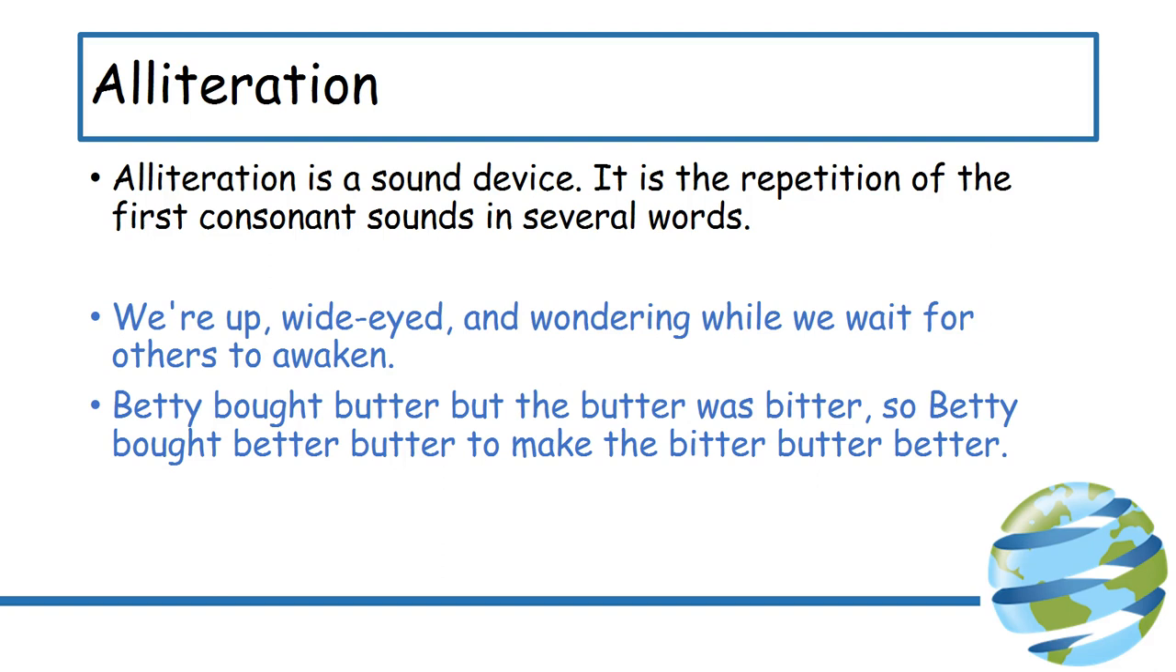Alliteration is a sound device. It's the repetition of the first consonant sounds in several words. We're up wide-eyed and wondering while we wait for others to awaken. This is the repeated W sound throughout this sentence. Betty bought butter, but the butter was bitter, so Betty bought better butter to make the bitter butter better. This is an example of alliteration using the letter B. We often get tongue twisters from alliteration.